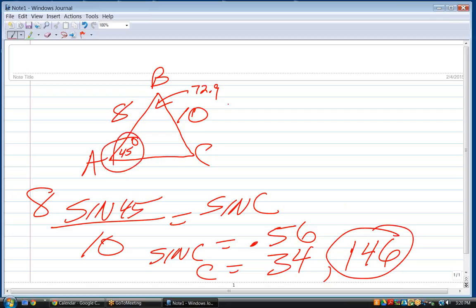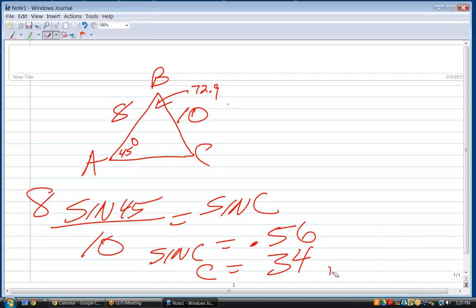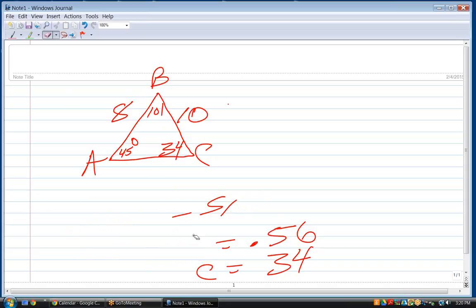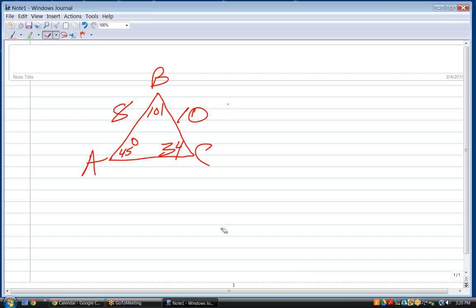it. So this particular case would not result in the ambiguous case. I can cross this result out. It's impossible. And the only possible triangle I can come up with is this one, and whatever this angle is must be 101. And then, of course, you could figure out side B based on the law of sines. Okay? So that's the way to handle the ambiguous case of the law of sines.